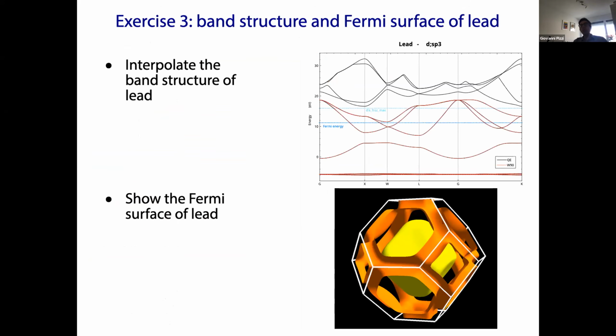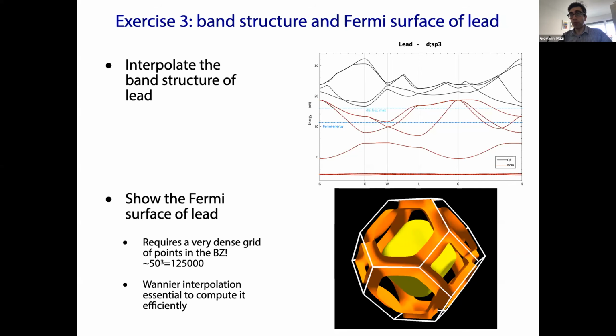So this was exercise 1, and 2 is similar, as an extension where you also will modify the input file to do the conduction band as well. Exercise 3, very briefly, is a similar thing, but now for a metal, for lead, where you will learn how to play with the disentanglement frozen window, the outer window, and how to get the band structure interpolated. And also how to interpolate the Fermi surface, which is very important for a number of properties.